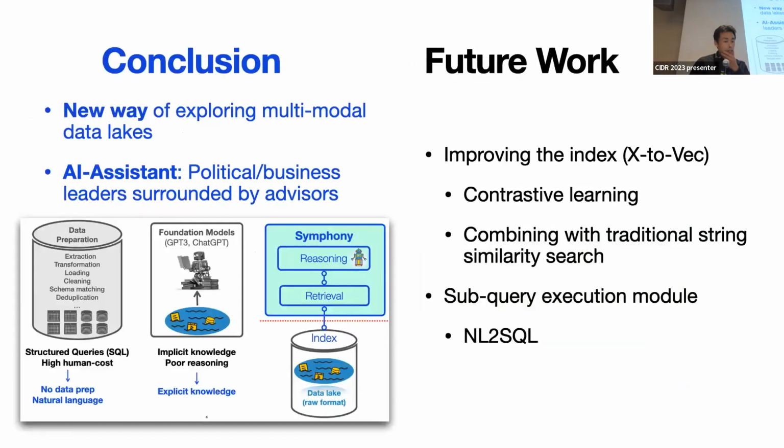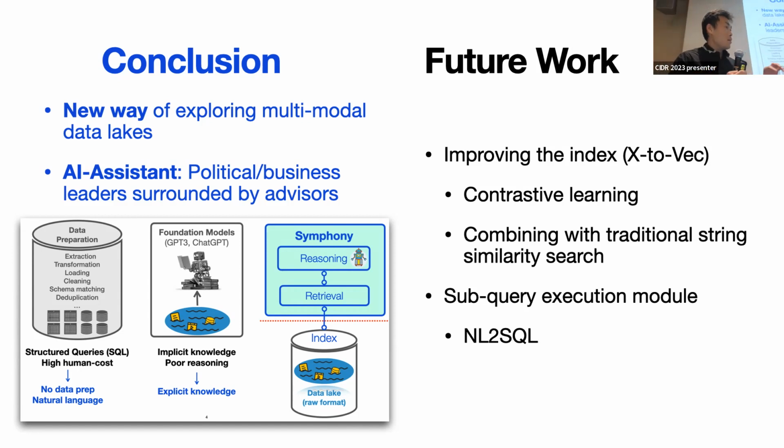So here's the conclusion. The first is that Symphony is a new way of exploring multimodal data lakes, and it tries to solve the problem that cannot be well supported by existing solutions. Also, the vision of Symphony is that it will be an AI assistant. It cannot be a fully automated system. You can consider yourself as a political or business leader surrounded by advisors. These advisors can give you hints about what you should do. And the good thing is that it's interpretable. You can change the decision if you don't like it.